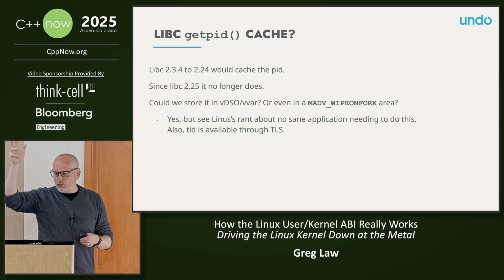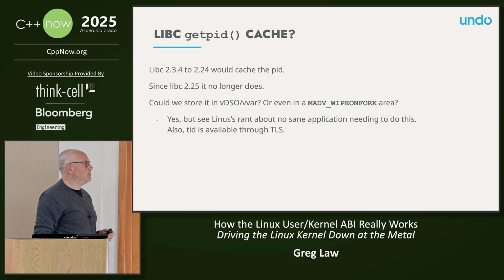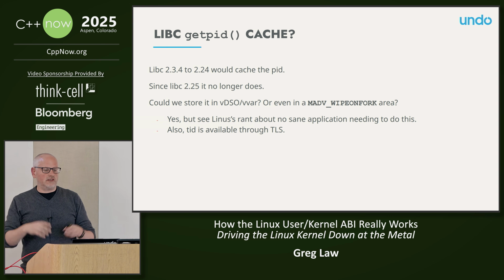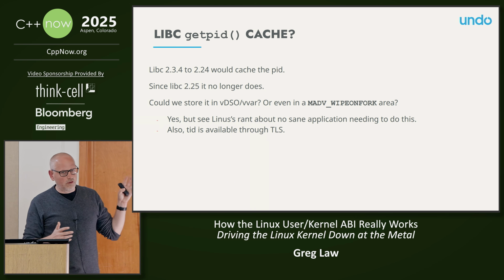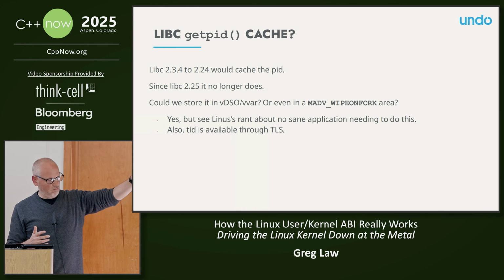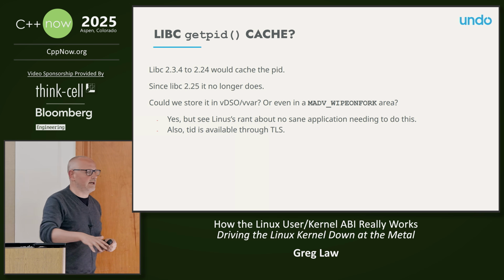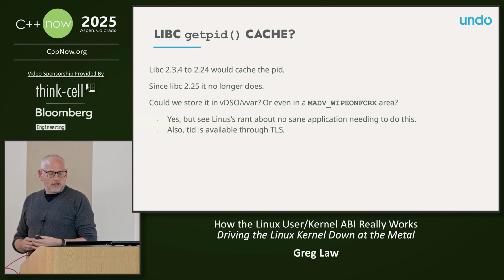And even there was a bug in one of the clone implementations, anyway, it was a mess. And so in the end, they decided just don't do that anymore. So modern versions do not cache the PID. If you call getpid in normal libc, that will translate into a getpid system call.